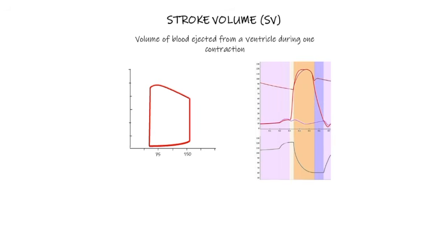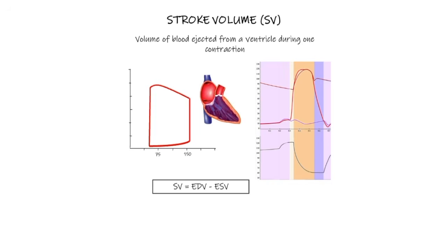Now, if we look at our previous figures, on the left we have our pressure volume loop, and on the right we have our Wiggers diagram. So stroke volume is going to be the amount of blood ejected with one contraction, so that would be the end-diastolic volume, or the amount of blood that's in the ventricle after it has filled, minus the end-systolic volume, which is the amount of blood in the heart after it has contracted.